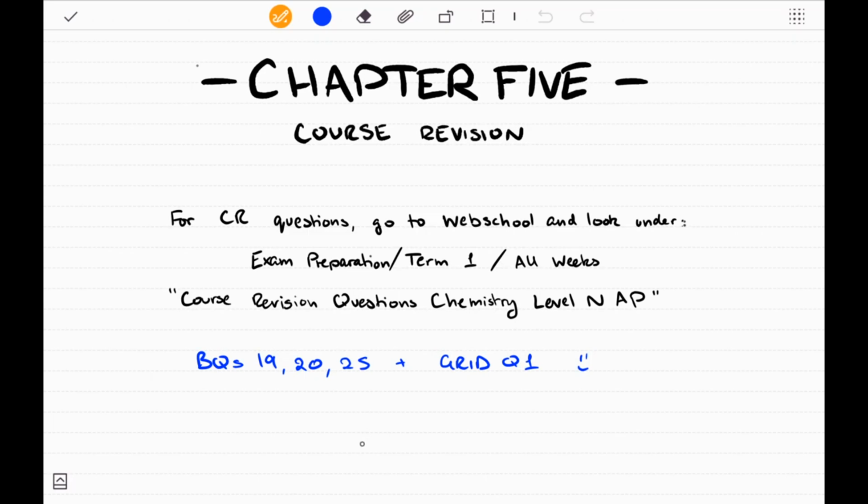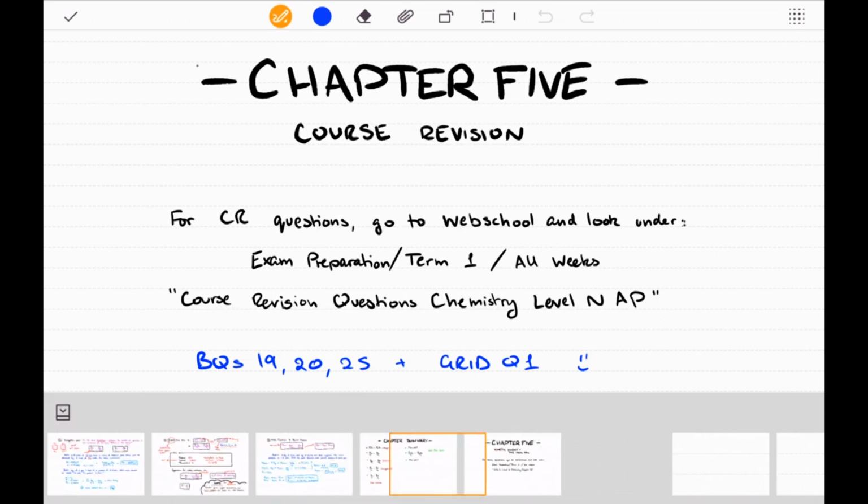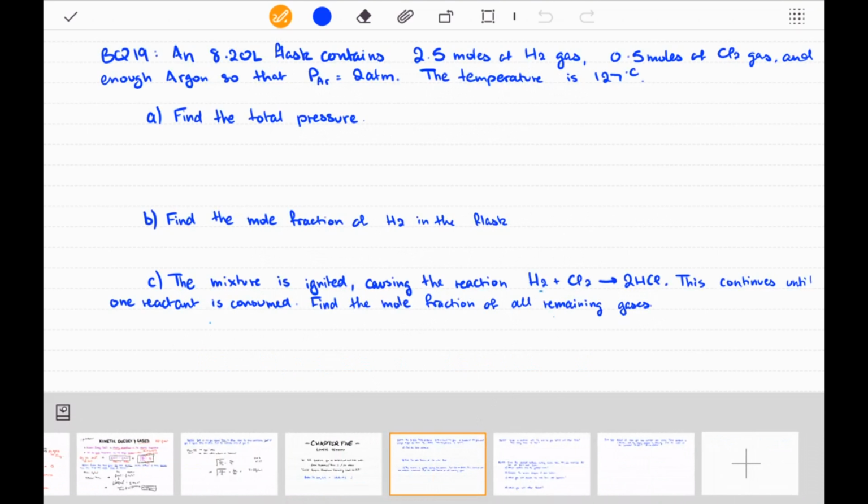I'll be doing the last bit of chapter 5, which is the course revision. I'm going to be going through these 4 questions because I think they're the most confusing or strange things you can find in the sheet. I'm going to be using the course revision question sheet, which you can find under here if you want to follow along. And I'm going to start with question 19.